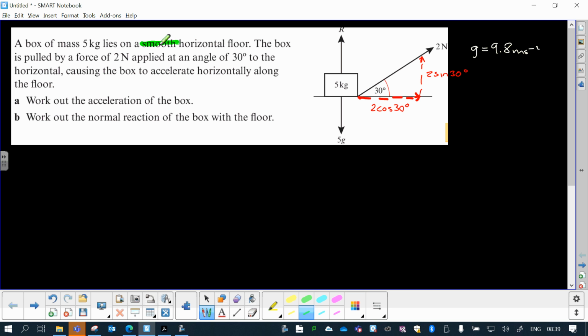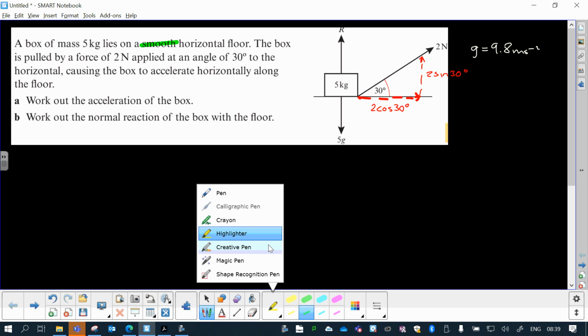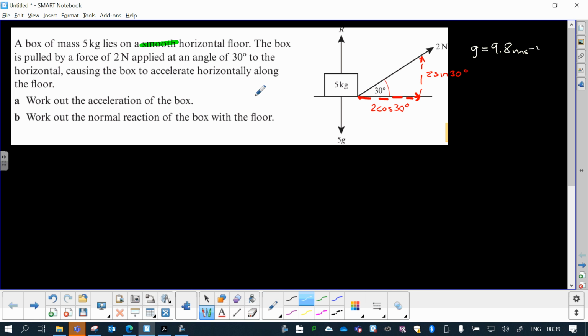Why is that word there really important, Ruben? It means there's no friction, okay? And you're looking out for that sort of stuff. If it says rough, for example, then it's got friction, and you're going to have to work in a slightly more complex way. All right, smooth means no friction. It's pulled by a force of 2 newtons, blah, blah, blah, causing the box to accelerate.